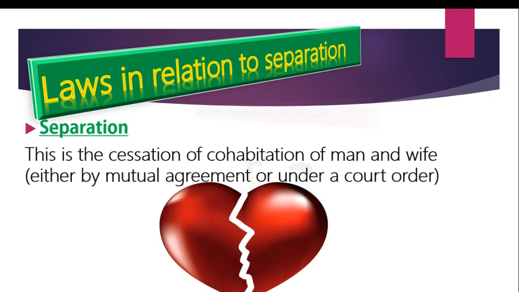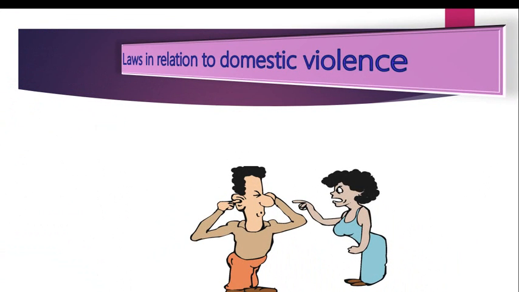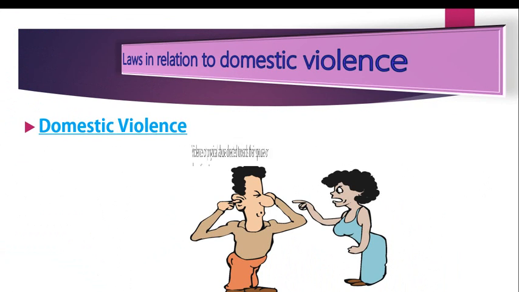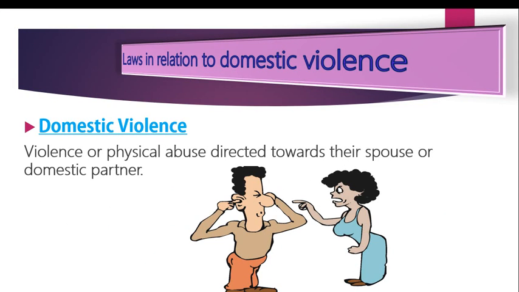Next we'll look at domestic violence. Well, that is something we all know about, domestic violence. So what does it really mean? What do we mean by domestic violence? It's really violence or physical abuse directed towards your spouse or domestic partner. Now, this law seeks to protect victims of domestic abuse as well as punish acts of violence, right? This law was made to help persons in not only legal marriages, but in common law relationships as well.